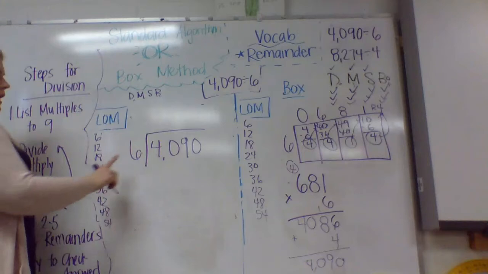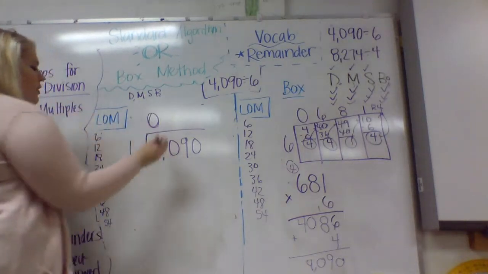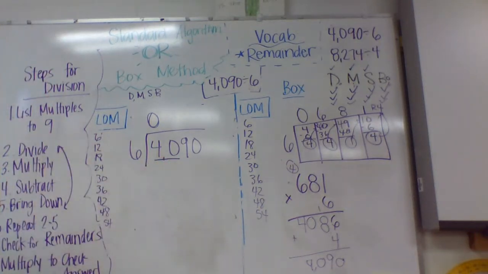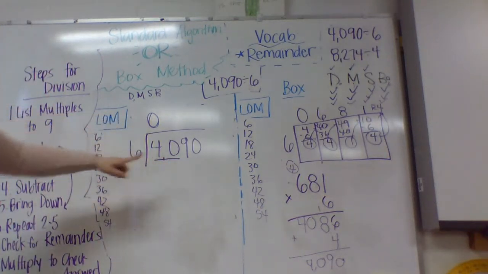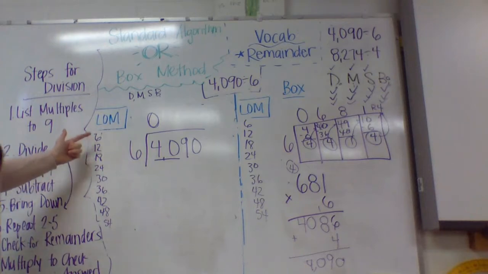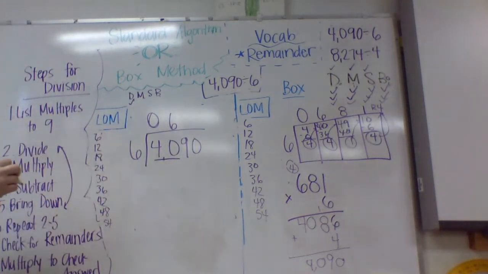Okay. 6 can go into 4 0 times. We figured that out. So we're going to do our standard algorithm shortcut, and we're going to look at 40. How many times can 6 go into 40? Let's see. 42 is too much. I need to jump back to 36, and that's 1, 2, 3, 4, 5, 6 times. So there's my divide. Now I'm going to multiply.